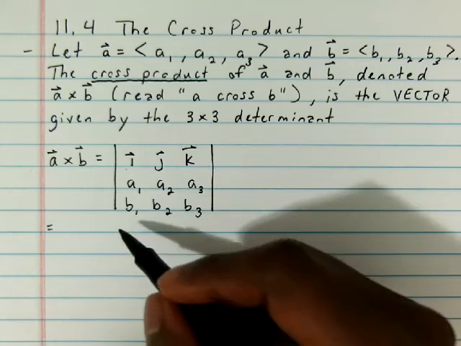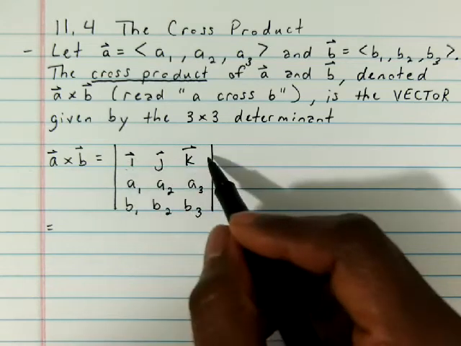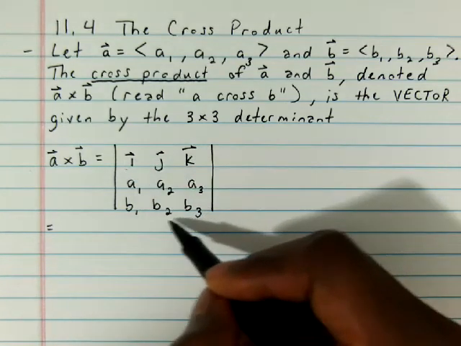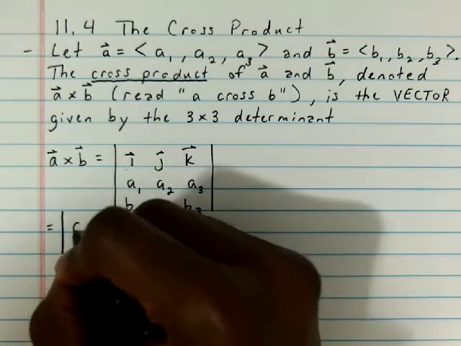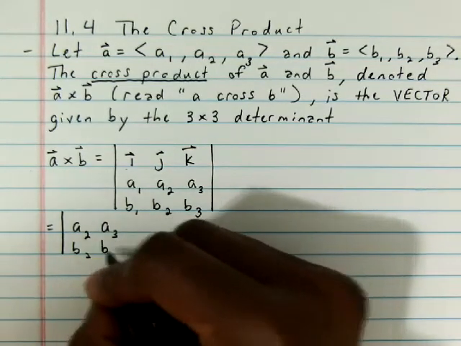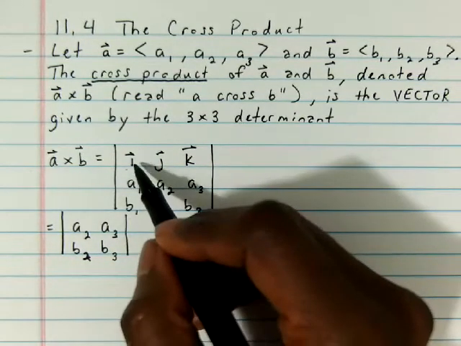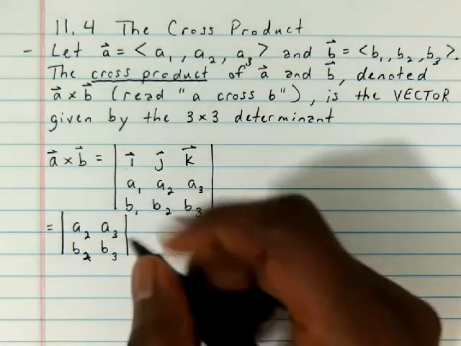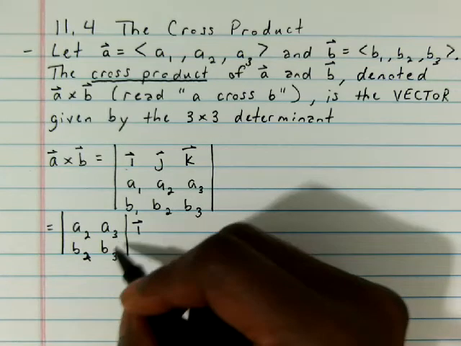So the first thing that we set up is we ignore the first column as well as the first row. So you're going to ignore the I, the A1, the B1, the I, the J, and the K. So we're only looking at these four things right here. So we put them into a 2x2 determinant: A2, A3, B2, and B3. And then we are going to multiply that by the vector I. So whatever column that we were ignoring, that top entry goes right here. And I'll show you how to compute this 2x2 determinant, so don't worry about that.